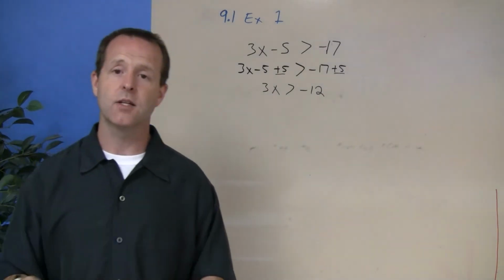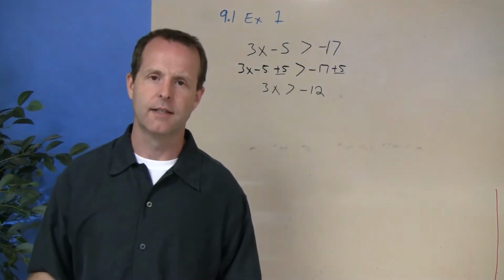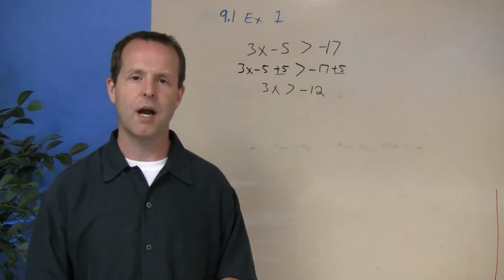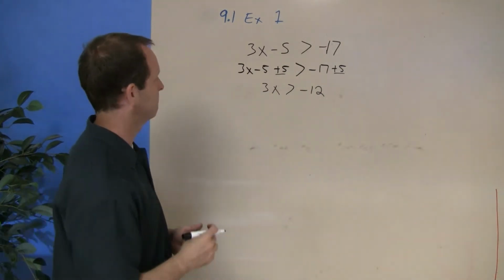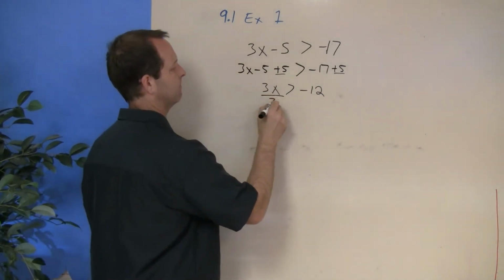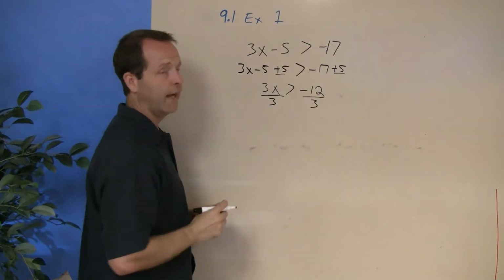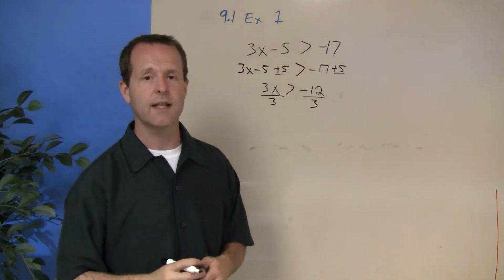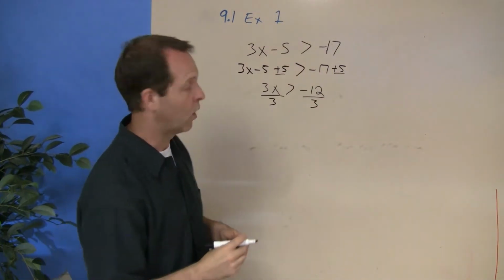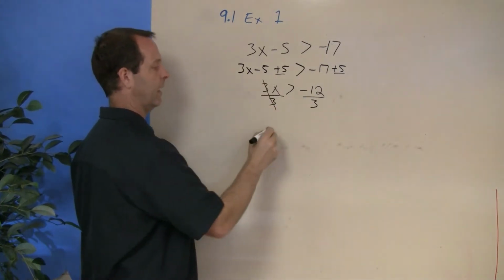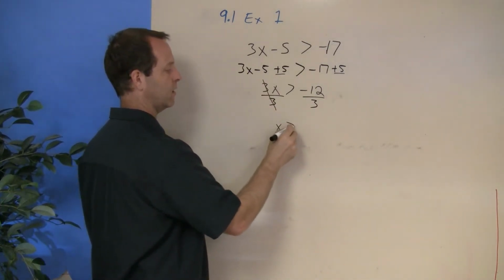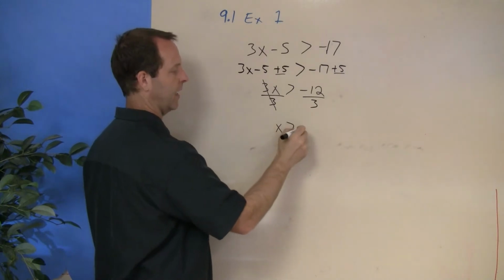Not done yet. I still need to isolate the value of x. So I should divide both sides by 3. In dividing both sides by 3, I see that 3 over 3 is my clever version of 1, and I'm left with x is greater than negative 4.